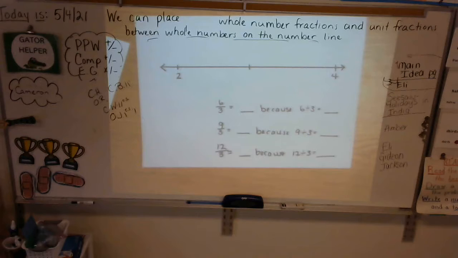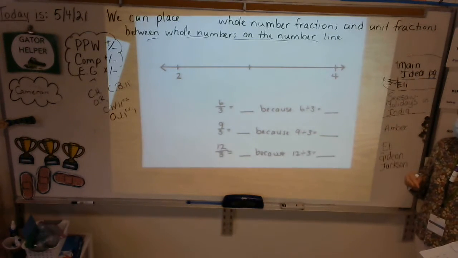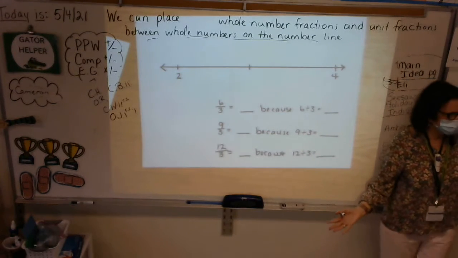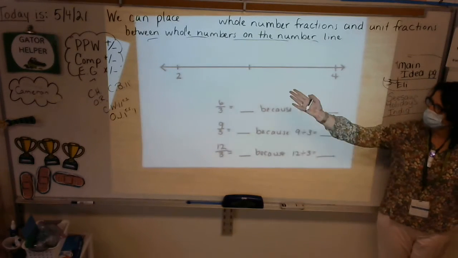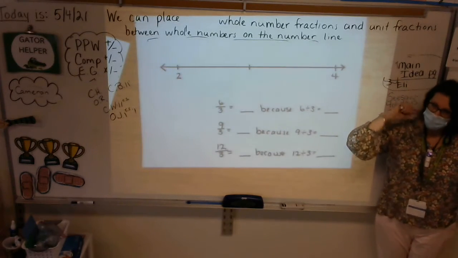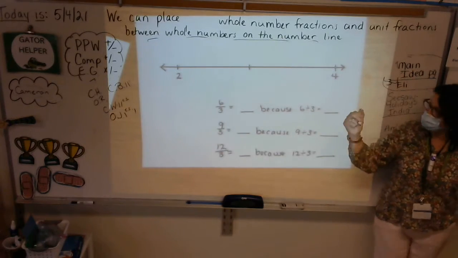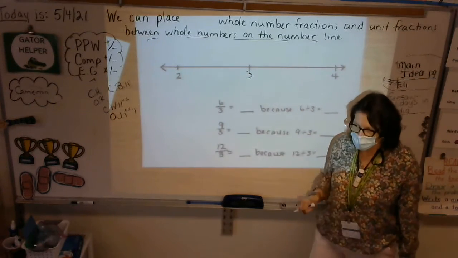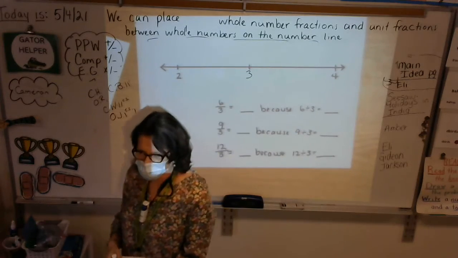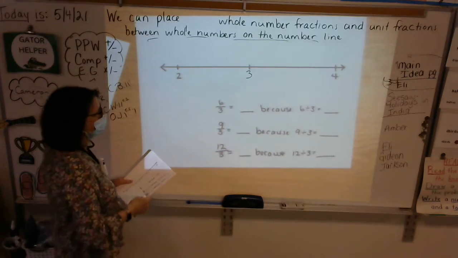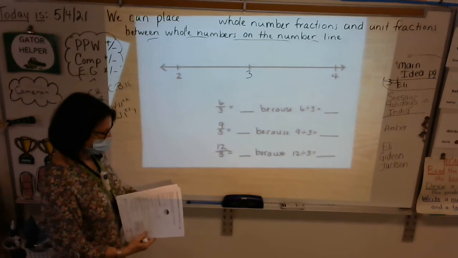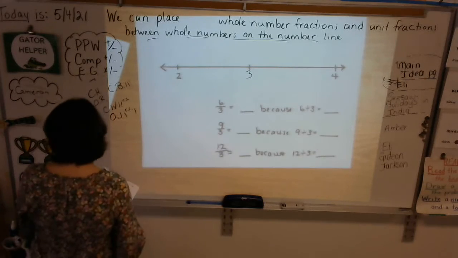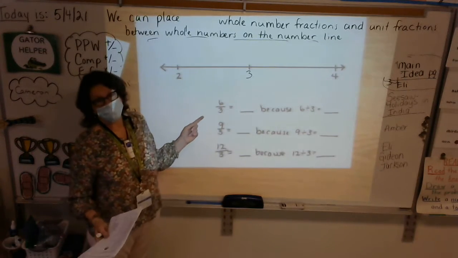What are my endpoints on this number line, Aubrey? Very good. Well, what number am I missing in between 2 and 4? What number am I missing between 2 and 4? Aubrey? I'm missing 3. Yeah, we're missing 3, so let's go ahead and put that. Just wanted to give you a little thinking. Okay, we're missing 3, so go ahead.